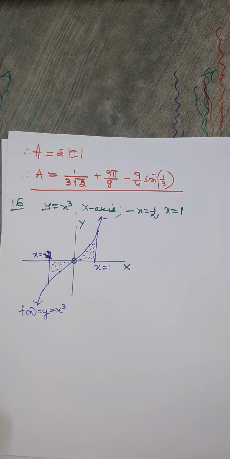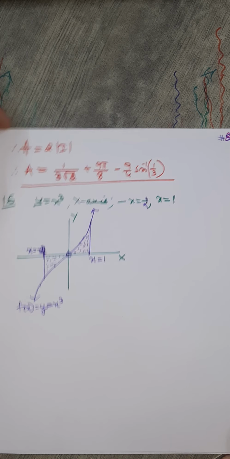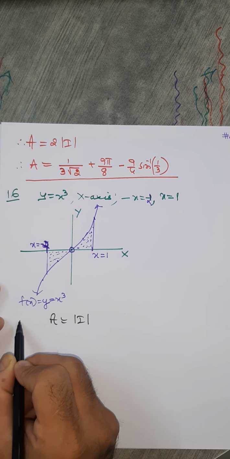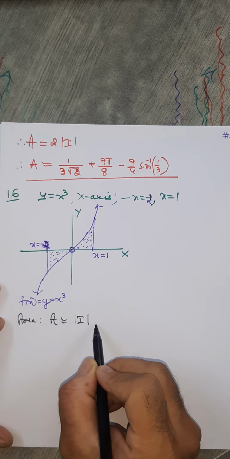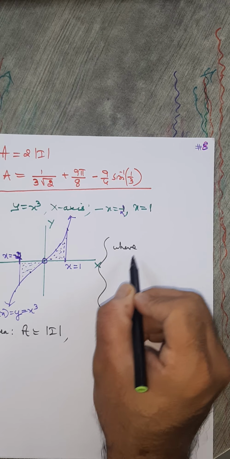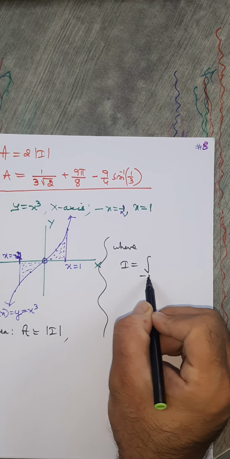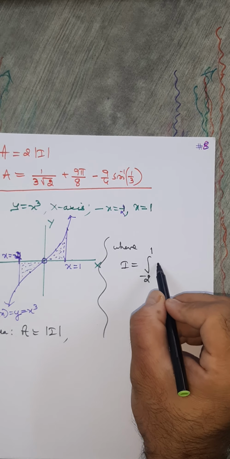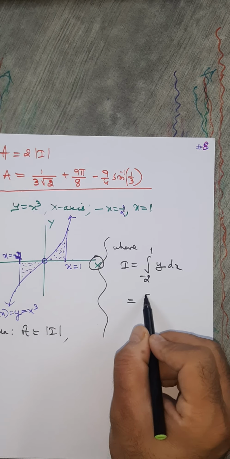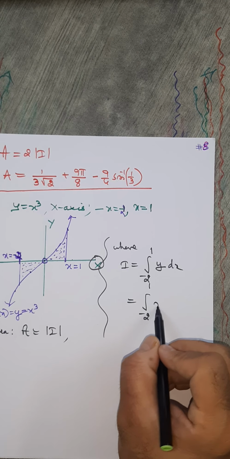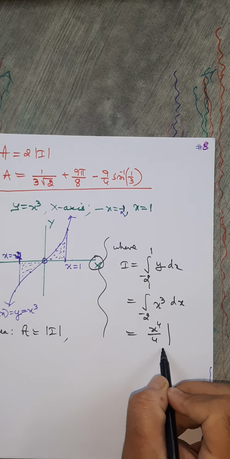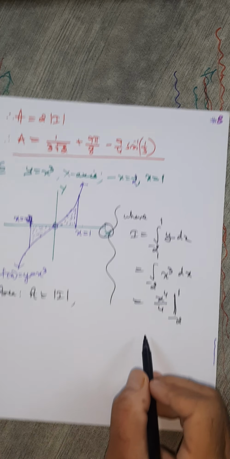Okay. So how will we get the area? You can simply use the formula here. Area equals modulus I. Okay, and what about I there? Where I is given by the integral from where to where? -2 to 1 y dx. You are doing it around the x-axis, remember. So -2 to 1, what is y? x cube. Integrate it. So x raised to 4 upon 4. Limits are from -2 to 1.